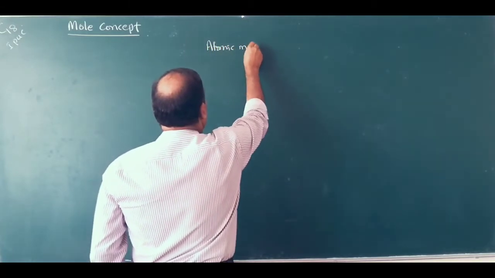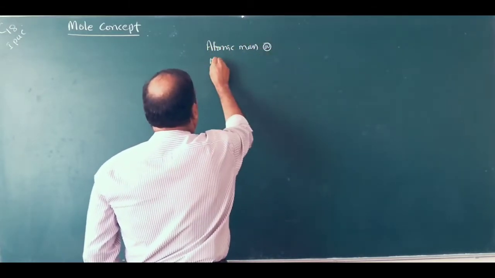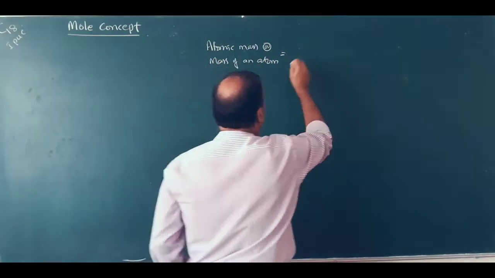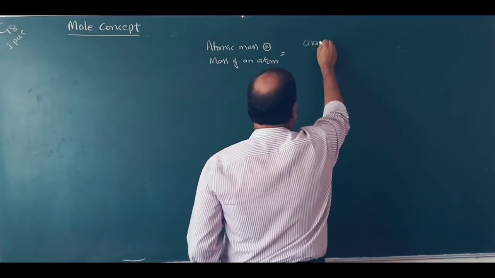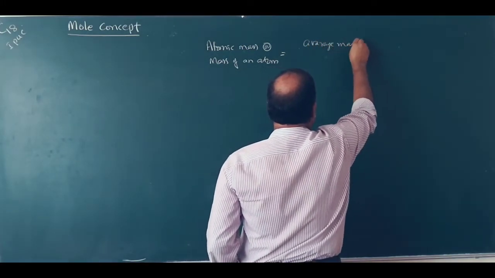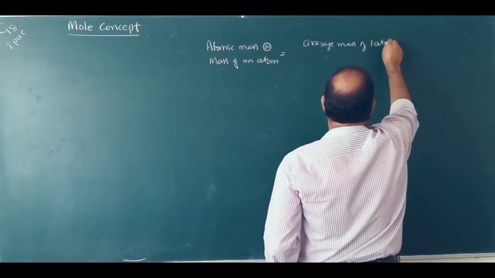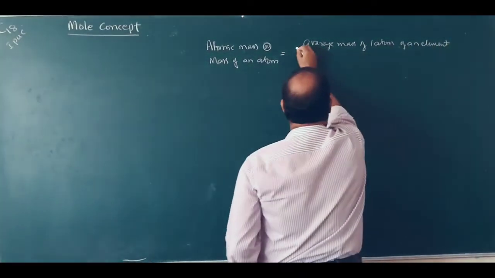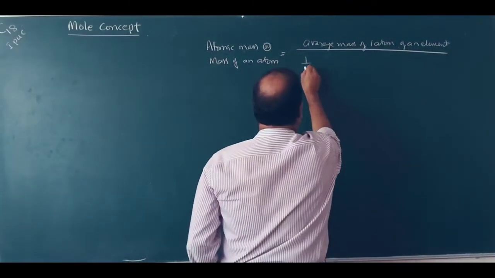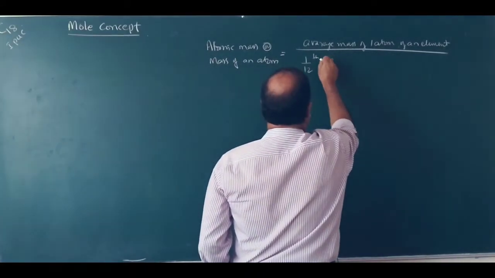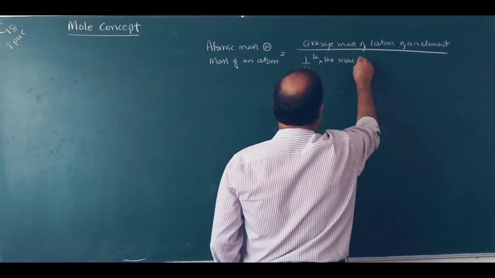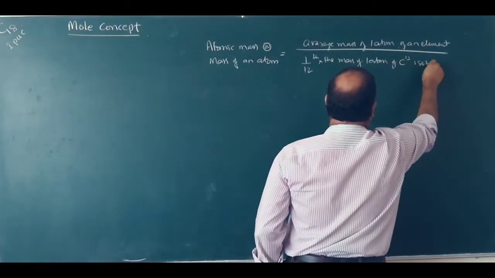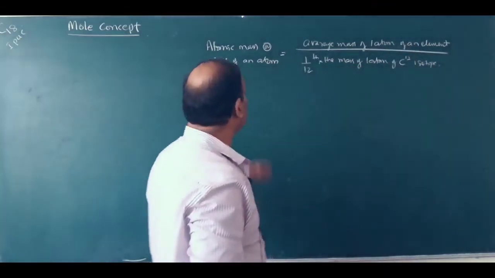Atomic mass, or mass of an atom, is equal to the average mass of one atom of an element divided by 1/12 the mass of one atom of carbon 12 isotope. So, this is the definition.